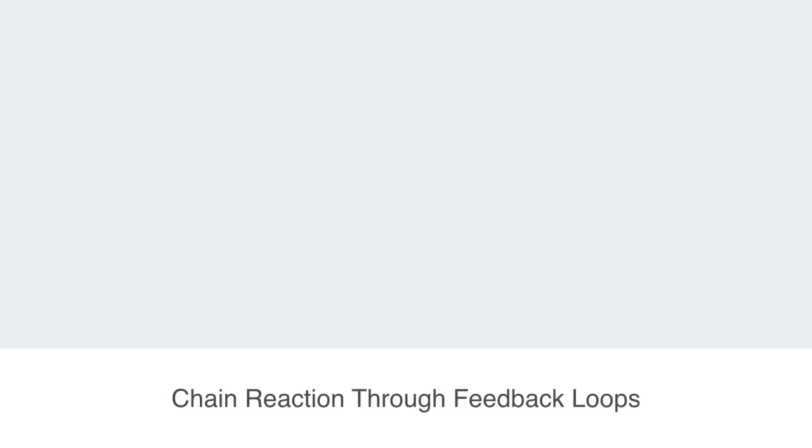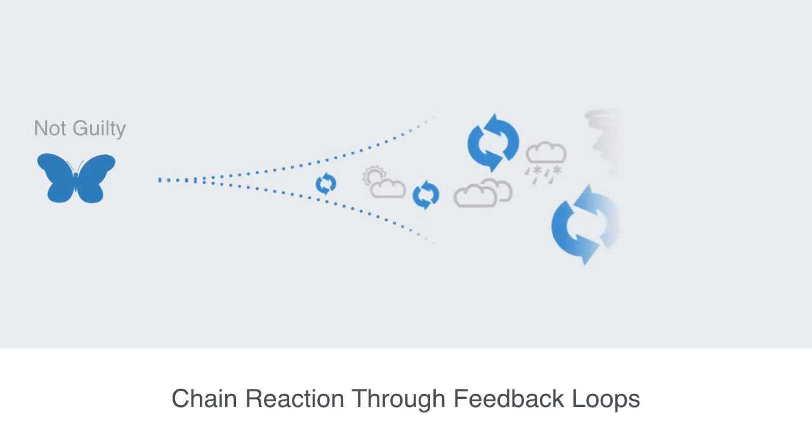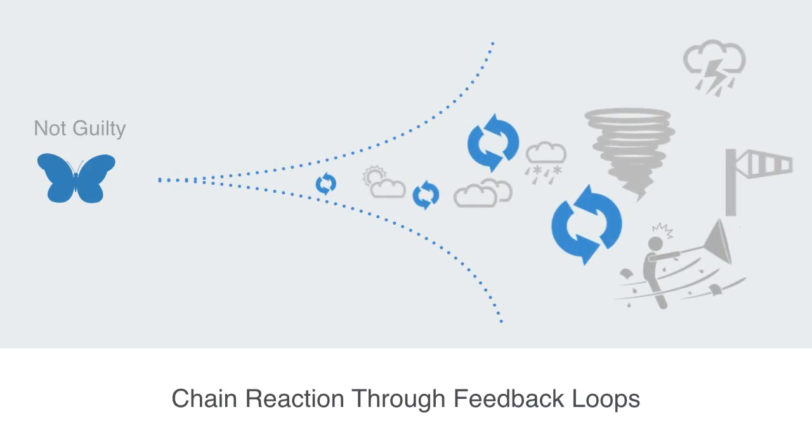Something to note here is that the butterfly does not directly cause the tornado. This is, of course, impossible. The flap of the butterfly's wings simply defines some initial conditions. It is then the set of chain reactions through feedback loops that enable a small change in the initial conditions of the system to have a significant effect on its output, rendering long-term predictions virtually impossible.